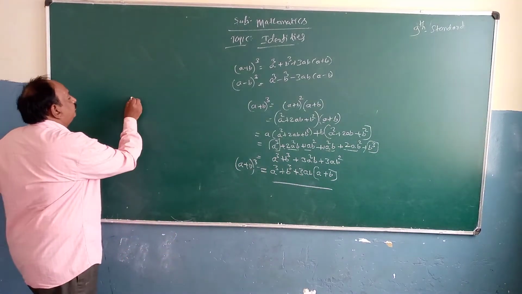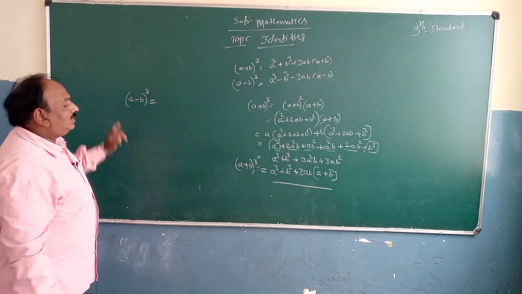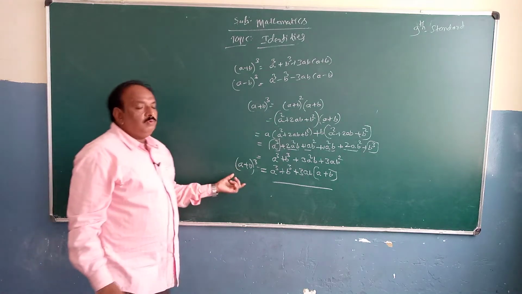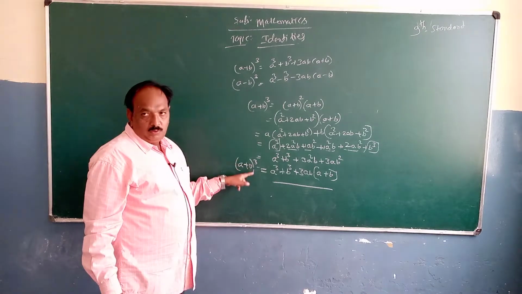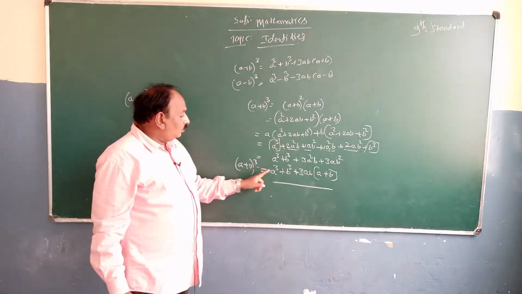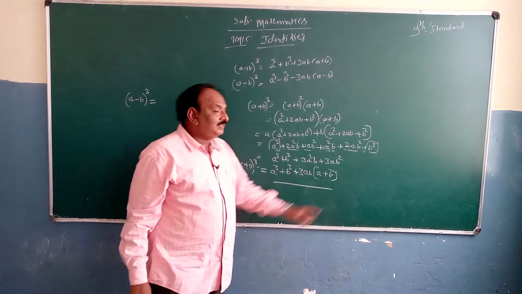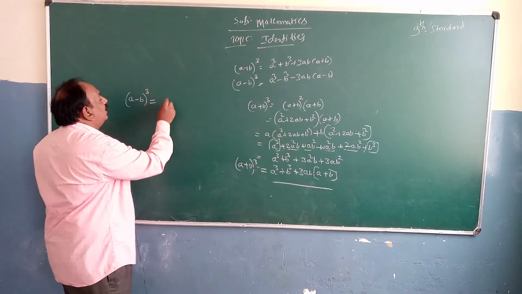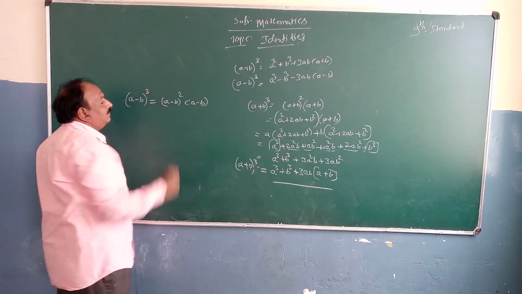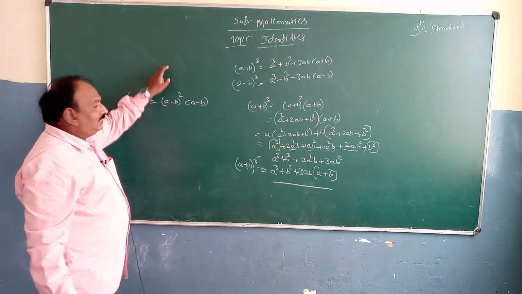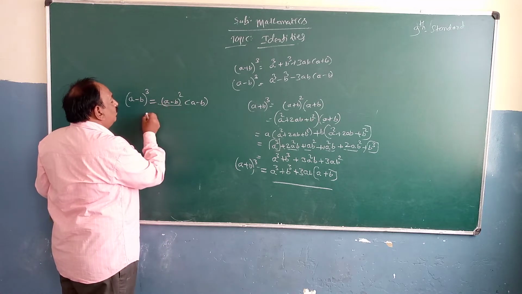Second one, (a - b) whole cube. How do we read this? Whole cube. (a + b) whole cube is equal to a cube plus b cube plus 3ab into (a + b). (a - b) whole cube can be written as (a - b) whole square into (a - b). So, what is (a - b) whole square?